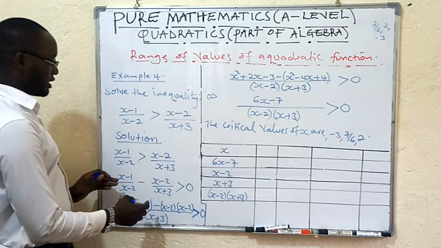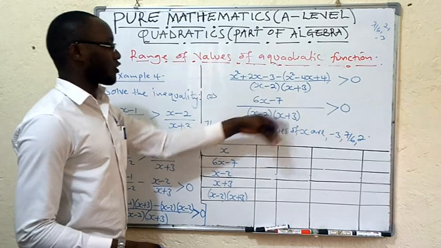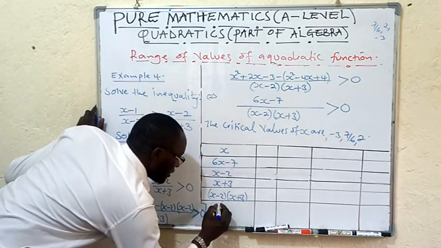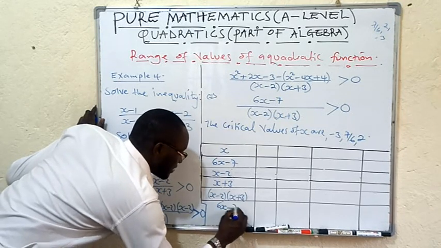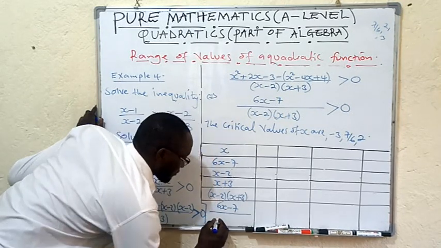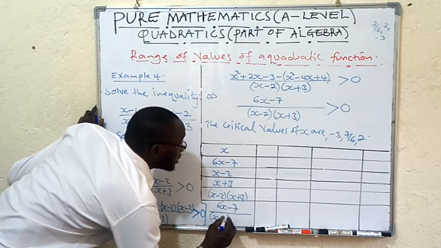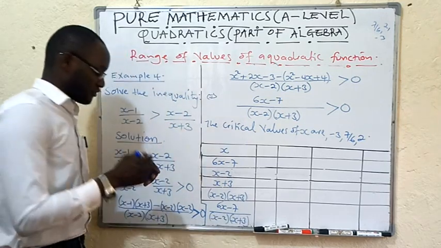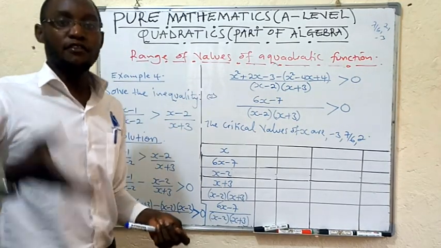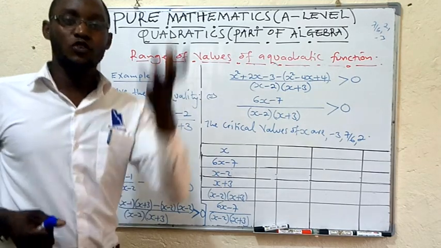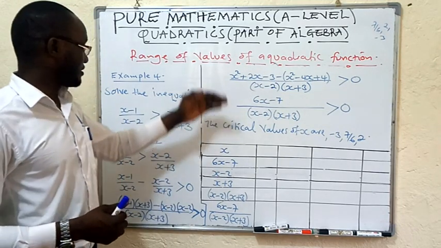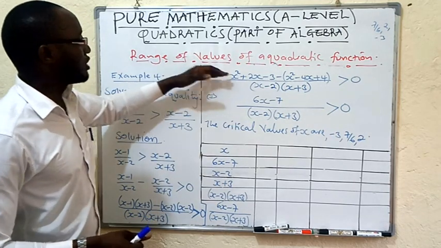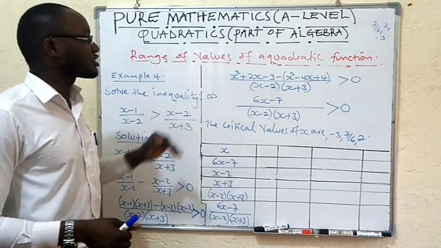If the function is too big, you can call it y if you want. But it's not very big. We can put it here. That is a 6x minus 7 over x minus 2 into x plus 3. So the reason why this level is called A level, it is advanced. We expect your reasoning also to advance. Okay? So this is a way of solving inequalities. We are applying the method of range of values of a function.